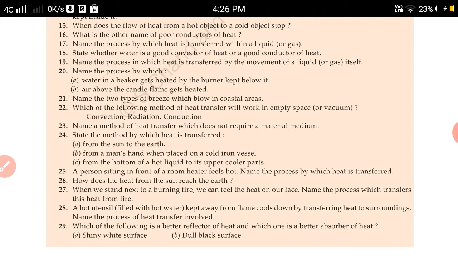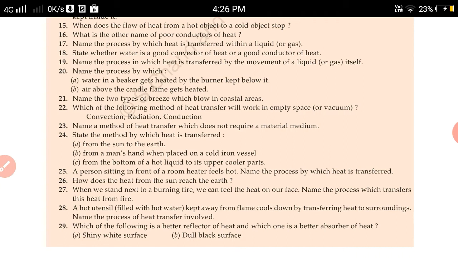And how does the heat from the sun reach the earth? By radiation, in the form of rays. When we stand next to a burning fire, we can feel the heat on our face. Name the process which transfers the heat from the fire.